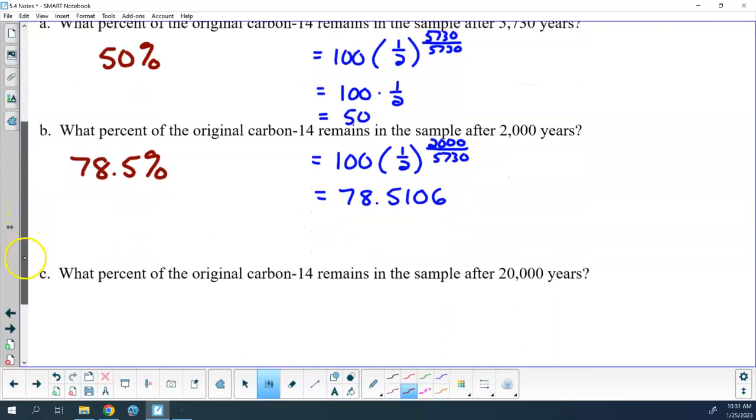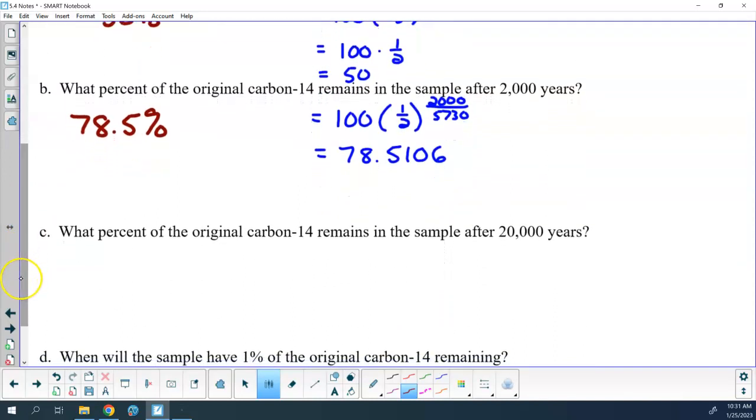Part C, what percent remains after 20,000 years? Well, that's going to be 100 times 1/2 to the 20,000 divided by 5730.